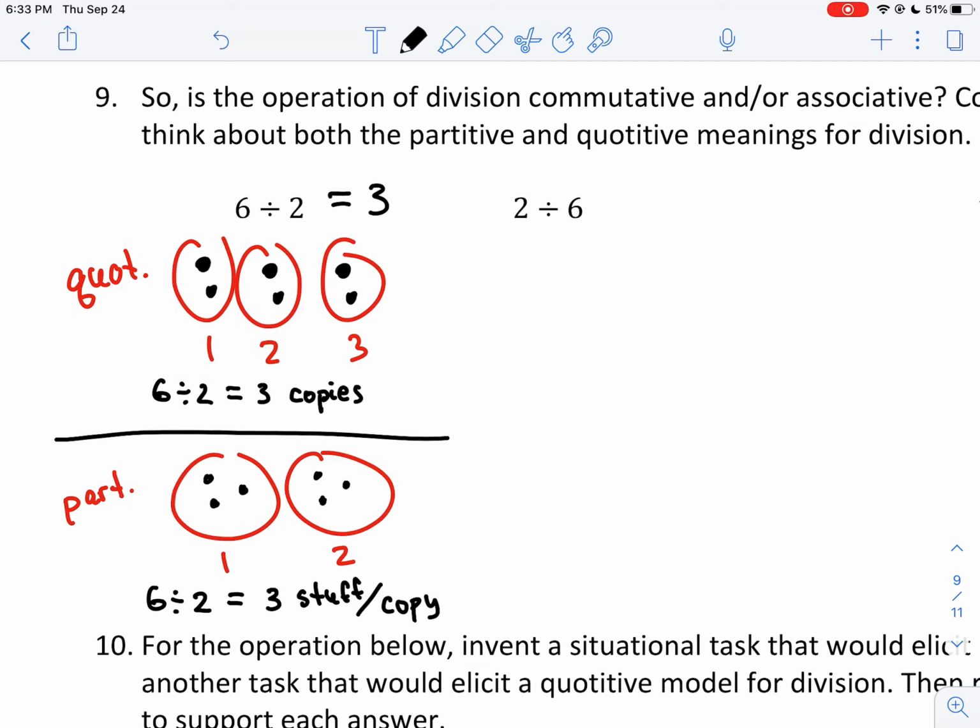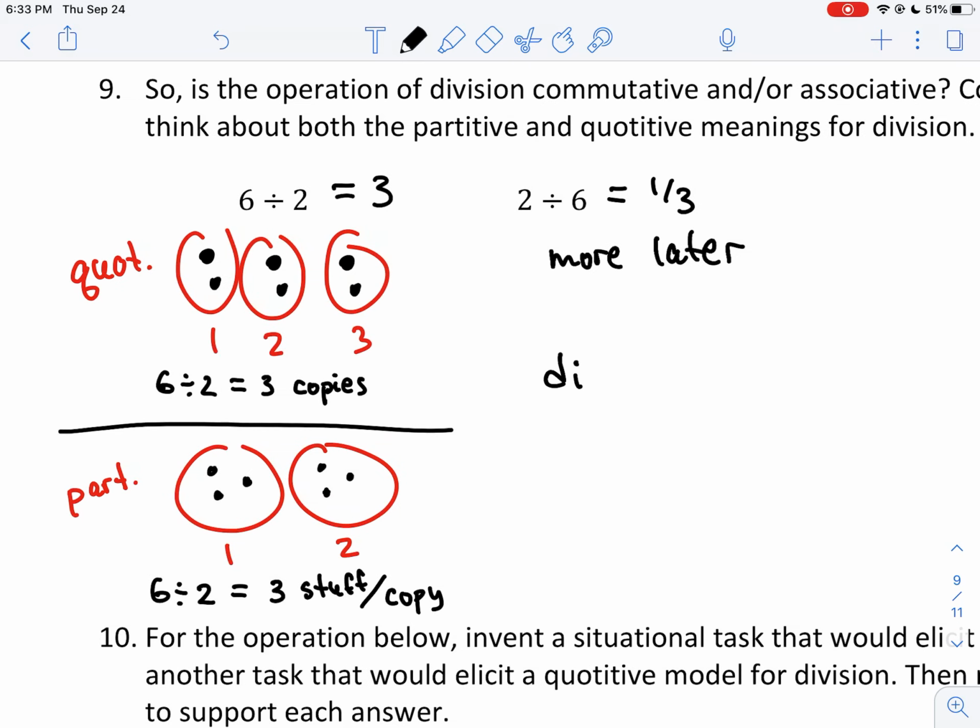2 divided by 6. If we do the partitive meaning, this is like saying you have 2 candies but 6 kids, and you want to say, okay, 6 copies of what amount will make 2? Well, this is going to involve fractions. The answer is going to wind up being 1/3, and since we haven't formally talked about fractions, we'll talk about this later. But the idea is that we don't get the same thing as 3. So this tells us that division is not commutative. It does matter the order in which you do the division. You can't switch the role of the dividend and divisor and get the same quotient.